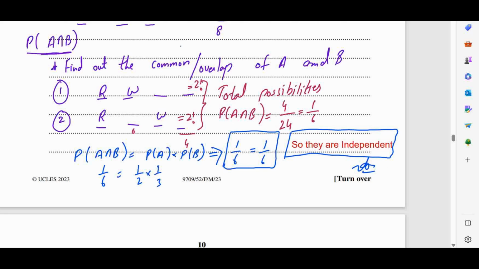Now let's move to question number 6. Let's move to the next question.